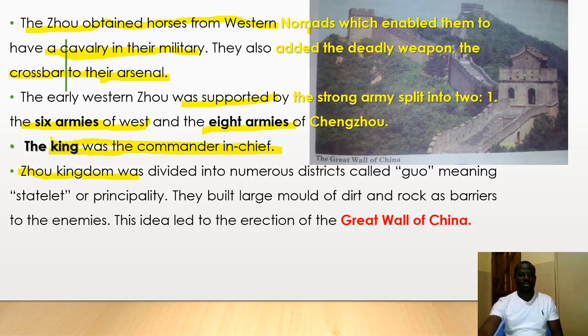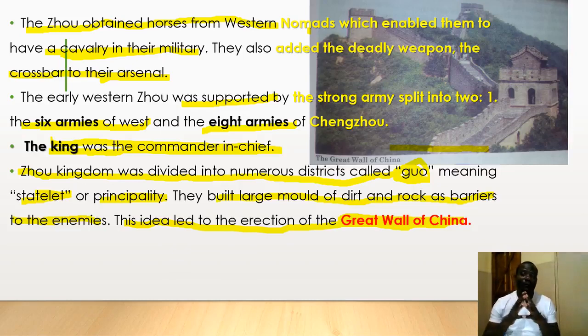So the Zhou kingdom was divided into numerous districts that were called the Guo, meaning the statelet or principality. So they built large mound, dirt, and rock barriers to their enemies. So this led to the erection of the Great Wall of China. So today, one famous thing for those who go to China is the Great Wall of China. So in the picture there, what you see is the Great Wall of China. So it all started with the Zhou dynasty. They were building those things with an aim of.